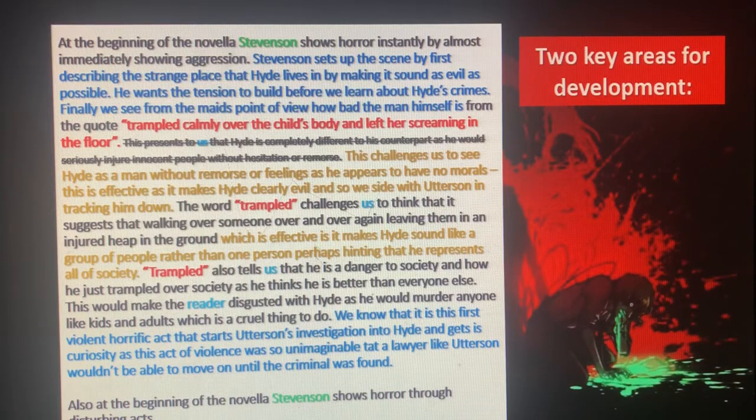This is effective as it makes Hyde sound like a group of people rather than one person, perhaps hinting he represents all of society. If you now read through his answer in full, despite the fact I only know one quote, I've now explained it in much more depth, so at least for AO1 I'd get a lot more marks from it. Once more, pause the video, make notes on the ideas I've got here.